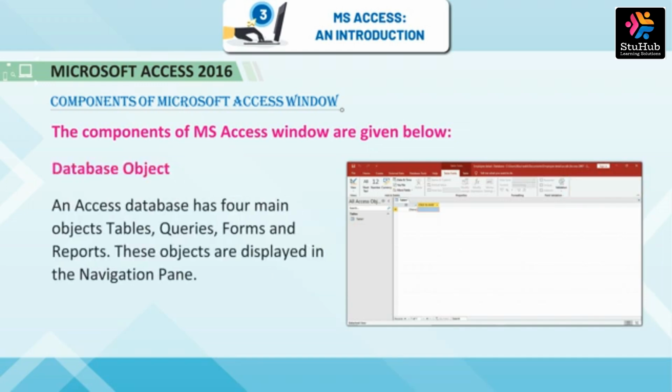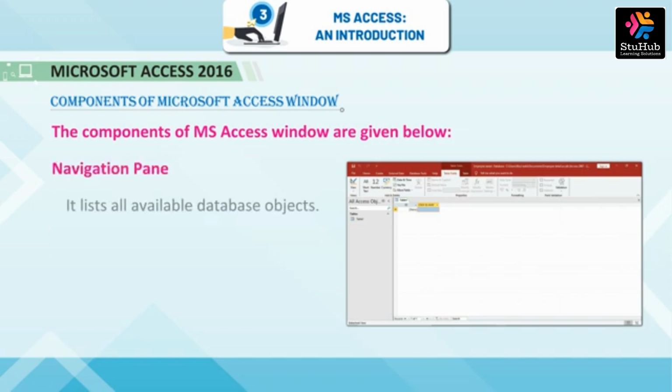Database objects. An Access database has 4 main objects: tables, queries, forms, and reports. These objects are displayed in the navigation pane. Navigation pane: it lists all available database objects.